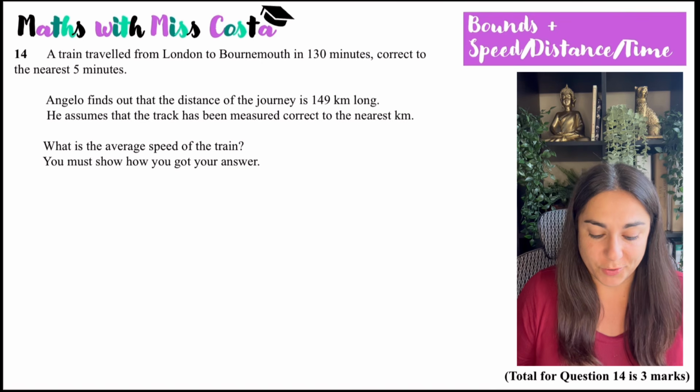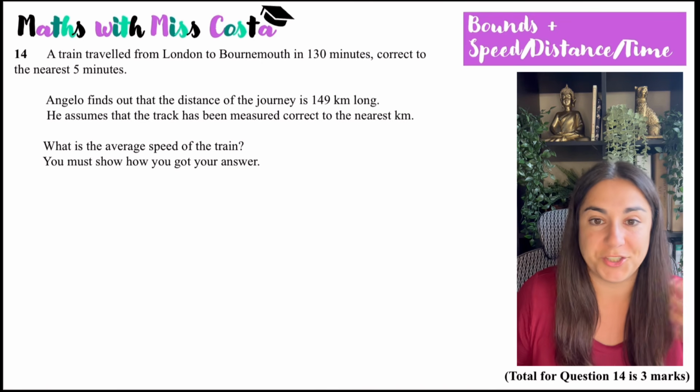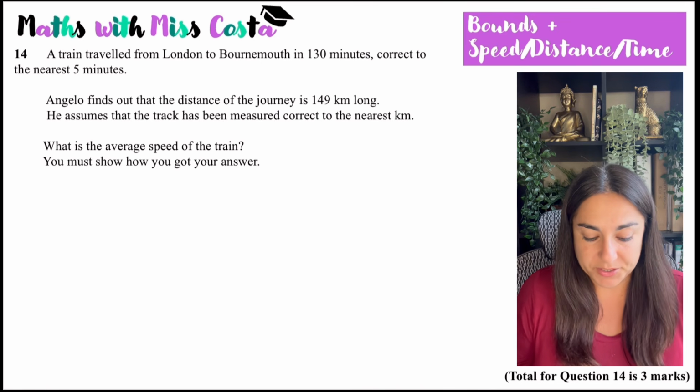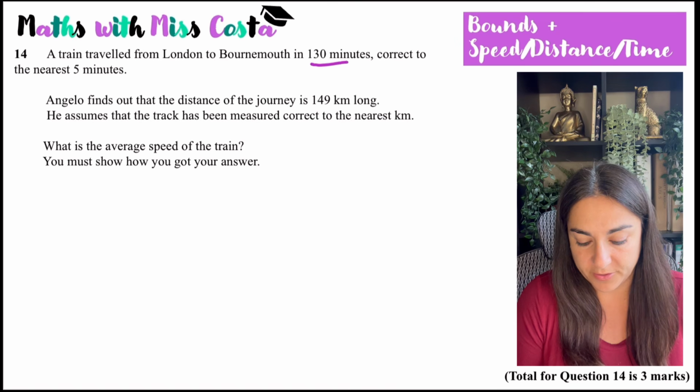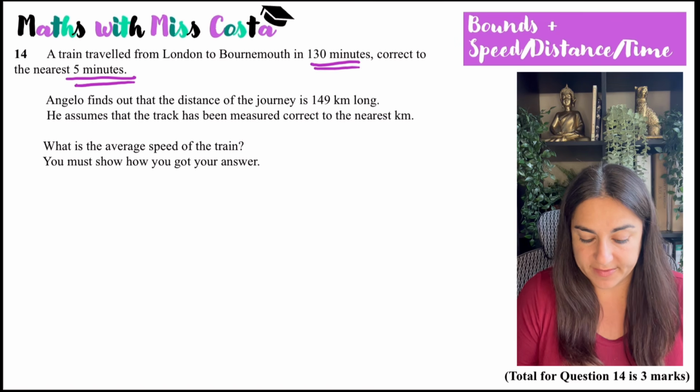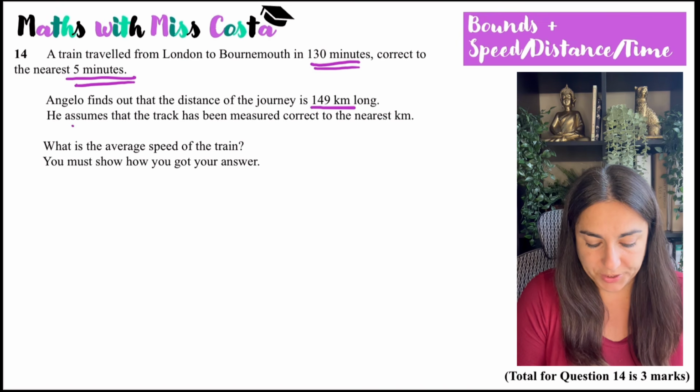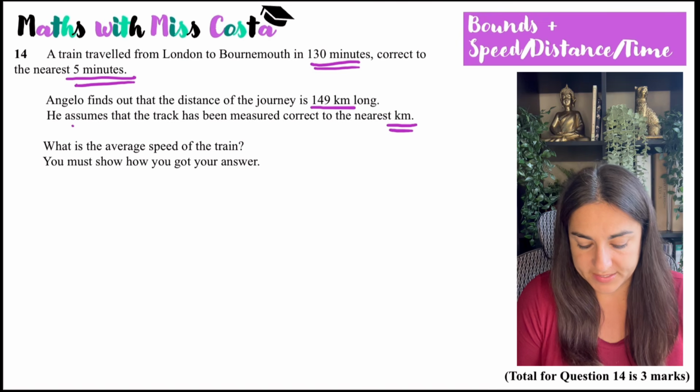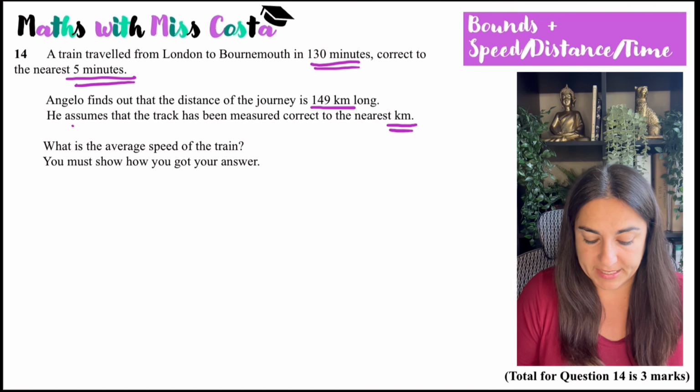Okay, so here I have got a speed, distance, time question with bounds thrown in. I'm told a train travelled from London to Bournemouth in 130 minutes, correct to the nearest 5 minutes. Angelo finds out that the distance of the journey is 149 kilometres long. He assumes that the track has been measured to the nearest kilometre. What is the average speed of the train?